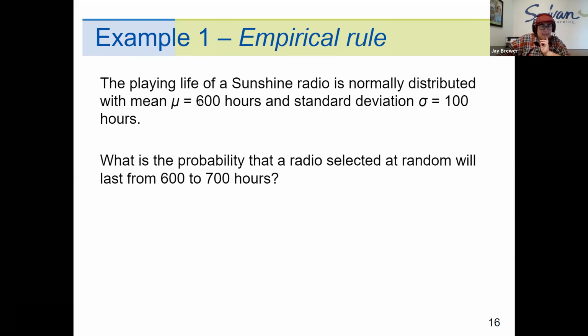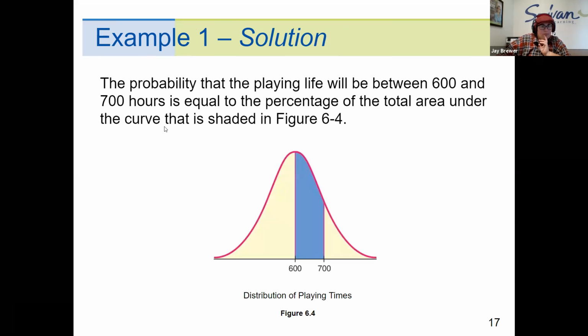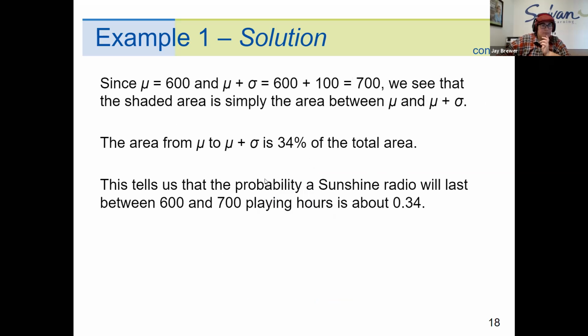So let's look at an example. The playing life of a Sunshine radio is normally distributed with a mean of 600 hours and a standard deviation of 100 hours. What is the probability that a radio selected at random will last from 600 to 700 hours? So basically, if you're given a mean and the standard deviation, you should be able to draw out your normal bell curve. Once you draw out your normal bell curve, you should then be able to draw in your empirical rule.